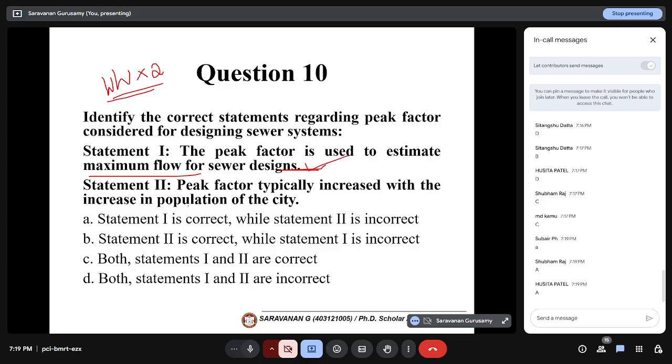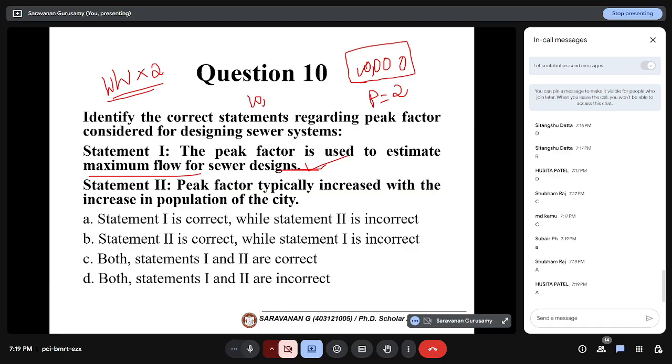What is the second statement? Peak factor increases with the increase in the population. Is it correct? No. Why? Because it does not depend on the number of population. No, it depends on the population, but it decreases with the increase in the population. Because if you have 10,000 people in a city, the peak factor will be 2. We know 10,000 people may have different characteristics. They will use different quantities of water. So on average we have to multiply with 2.